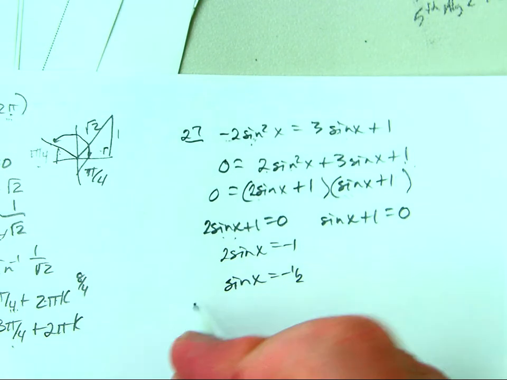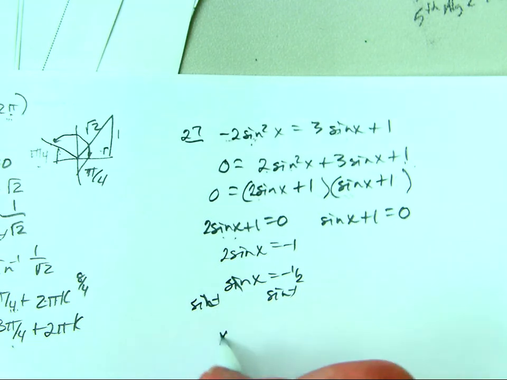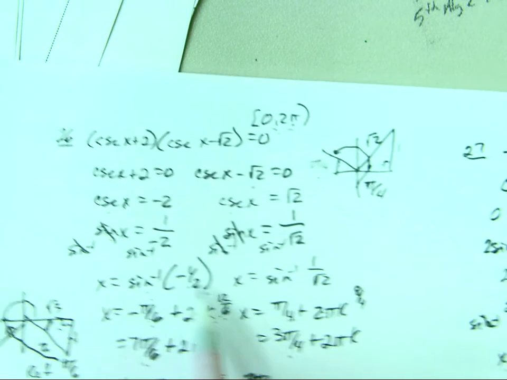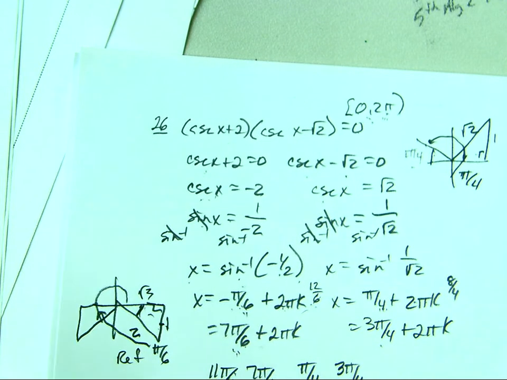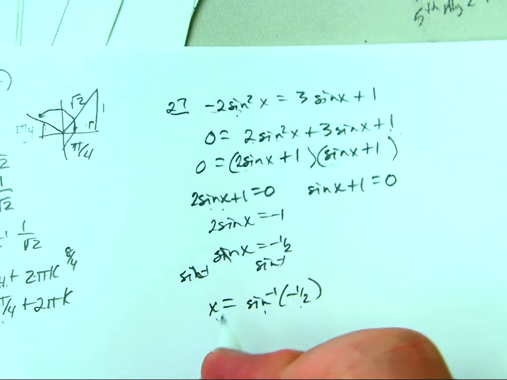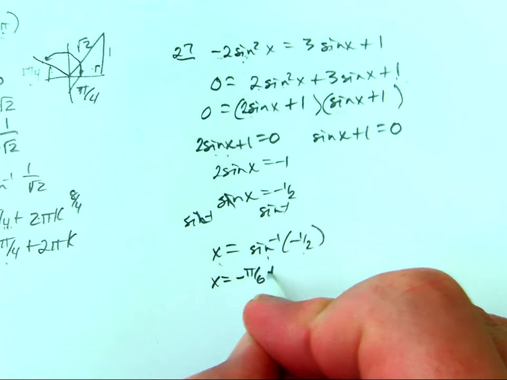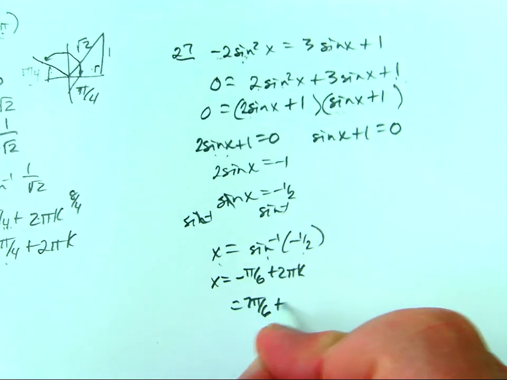Now we want to get rid of sine, so we do the inverse sine. This says, what angle has an inverse sine of negative 1/2? Well, we already did that on the previous problem. The inverse sine of negative 1/2 gave us negative pi over 6 and 7 pi over 6. So we'll just shortcut and say, yeah, we got that already. So negative pi over 6 plus 2 pi k and 7 pi over 6 plus 2 pi k.